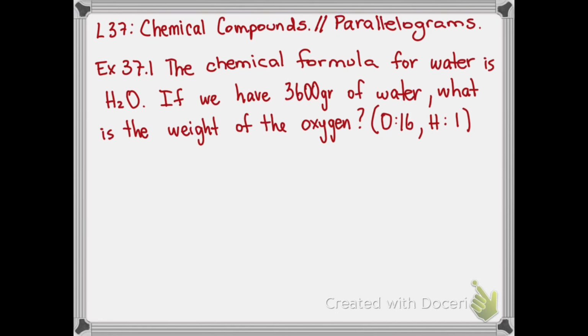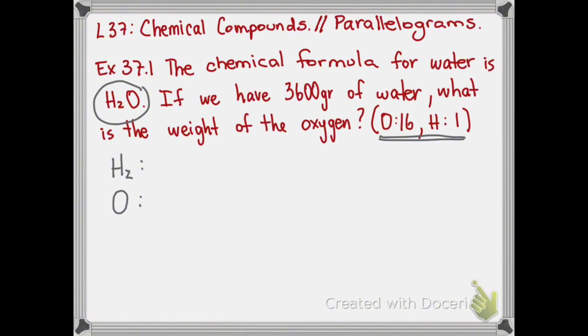And then they tell us this information here that is very important. And it says that O, that's for oxygen, is 16 and H for hydrogen is 1. So the first thing that we have to see is the formula. The formula tells us that there are 2 H and 1 O. So I have to use the information that they give us here to find the weight of one molecule.